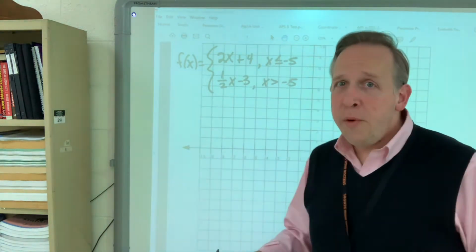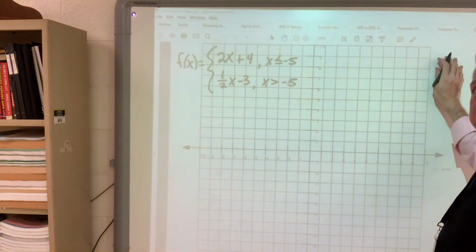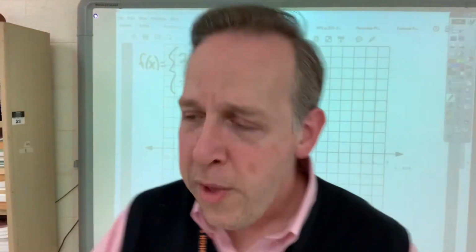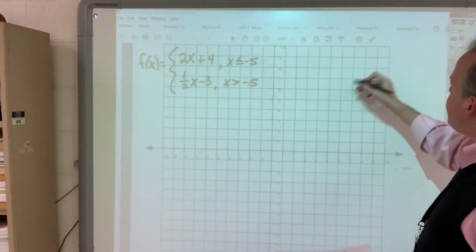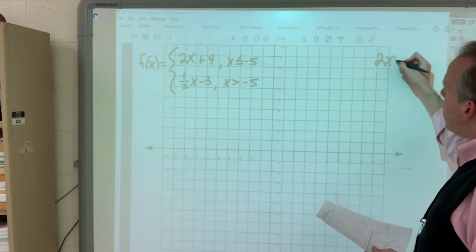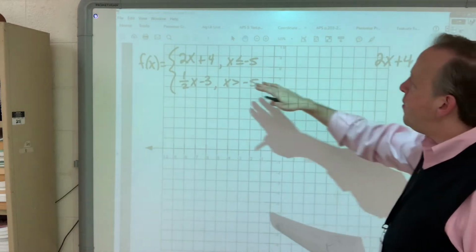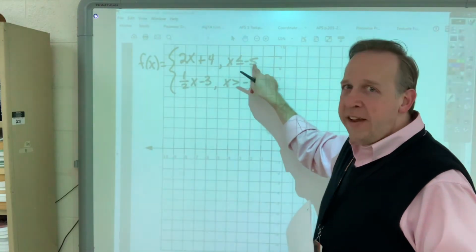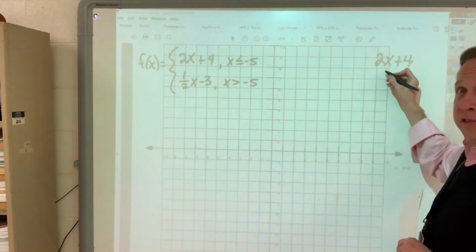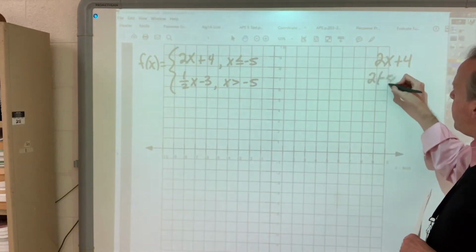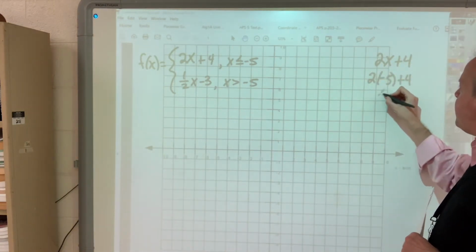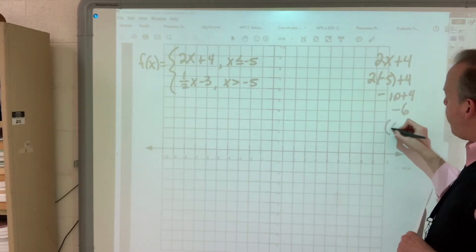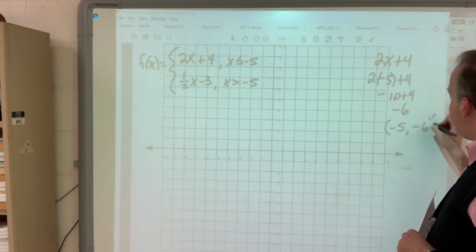So I'm going to go over here and put a little bit of work on the board. I'm going to also move the camera over so you can see what I'm doing. Wouldn't that be nice? Here we go. Now, 2x plus 4 is the piece of the function we're going to evaluate first. And we're going to evaluate what happens at negative 5. So that's 2 times negative 5 plus 4, which is negative 10, plus 4, which is negative 6. So when I plug in a negative 5, I get out a negative 6.